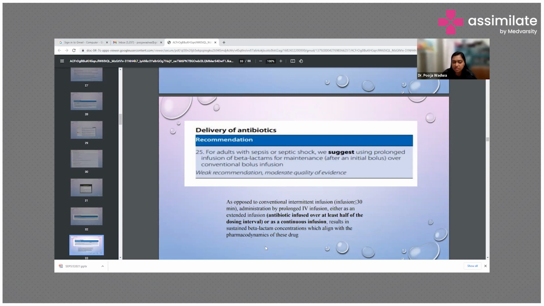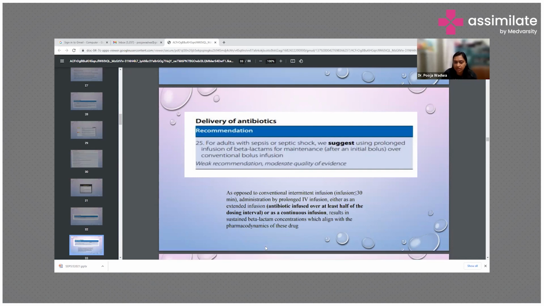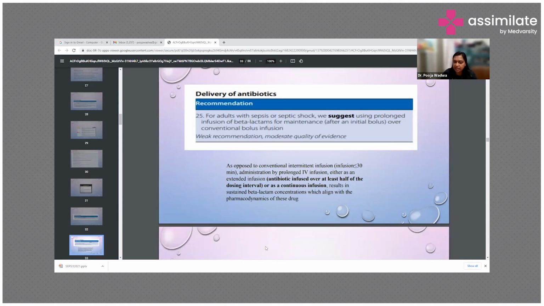But in patients who are in sepsis or shock, prolonged infusion of beta-lactams is used, because beta-lactams are usually given in gram-negative bacterial infections. Infusion over a prolonged time, compared with a conventional bolus regime, helps in maintaining their concentrations, which aligns with the pharmacodynamics of these drugs. So the drug levels achieved in the blood are much higher and more consistent as compared to when you give just a bolus dose.